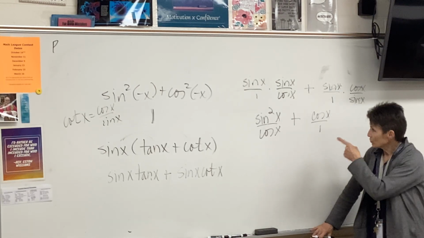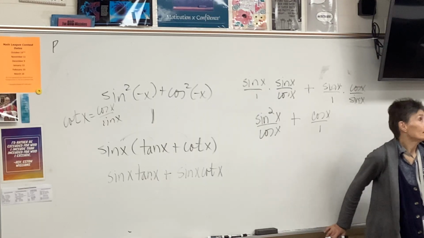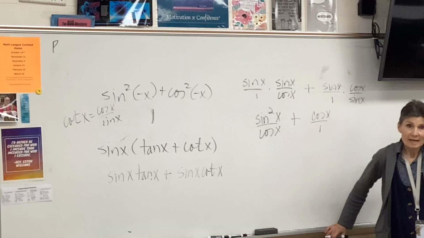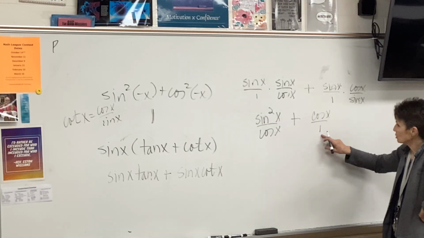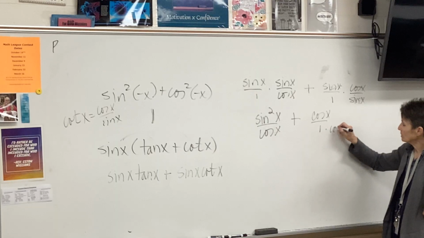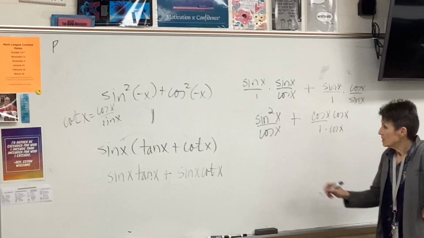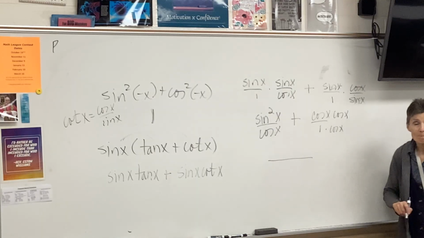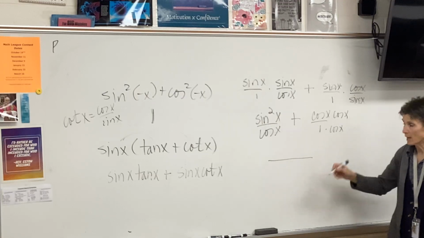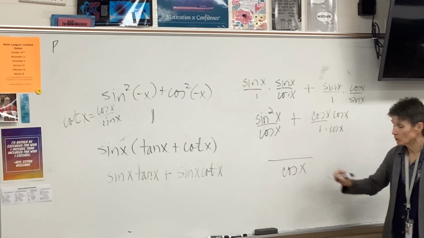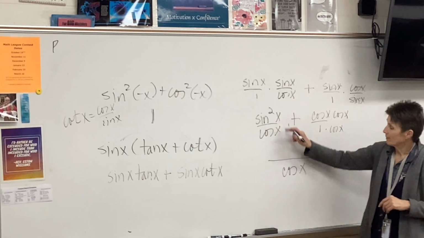Now, again, you are not stuck and you are not confused because you're trying to add two fractions. How do you add fractions? You get a common denominator. So this one's cosine, this one's 1. So I am going to multiply this one by a cosine. So now my denominators match. My denominators are both cosine. So I write it down. Don't lose it. Keep the denominator. Now what's in the numerator?